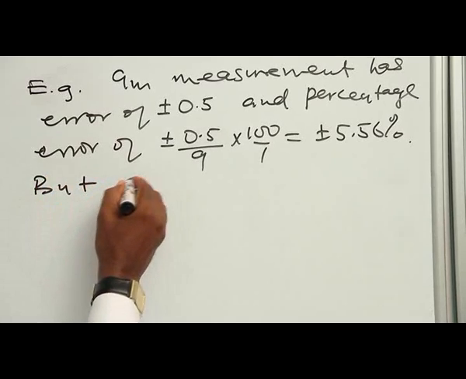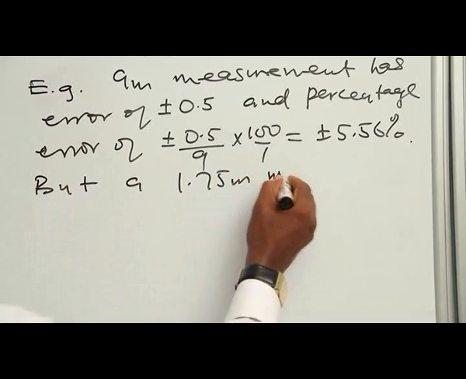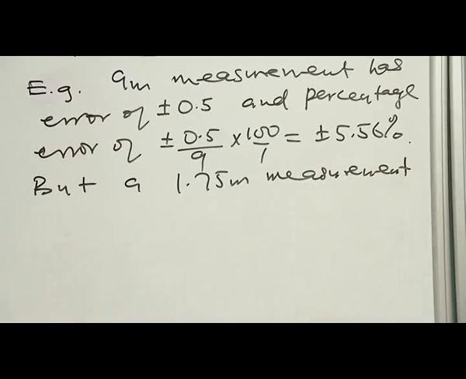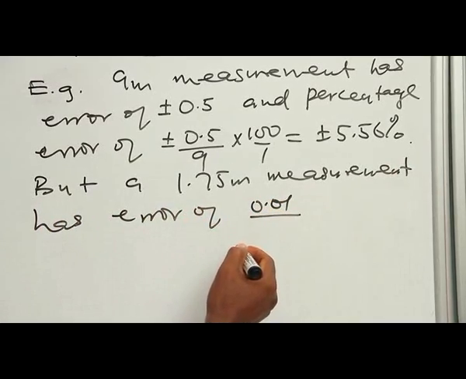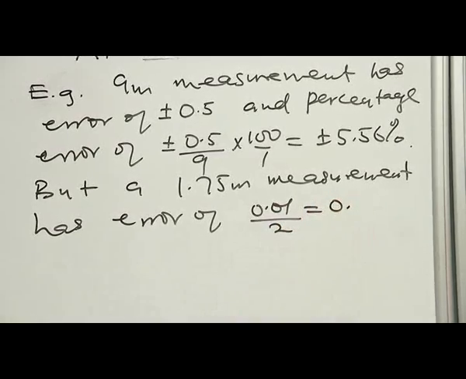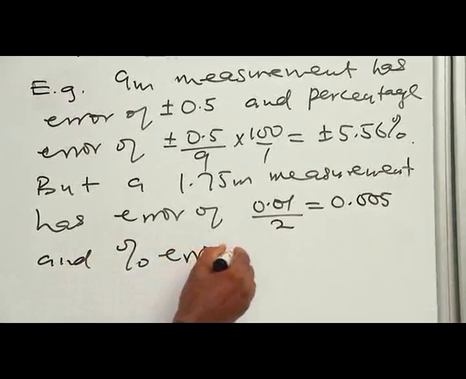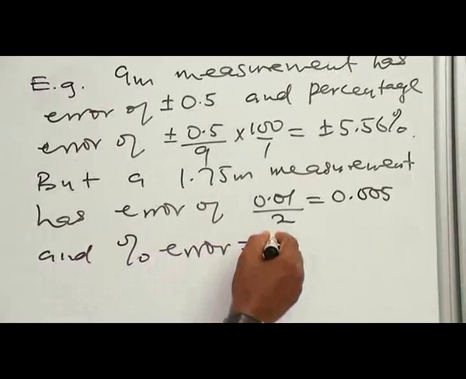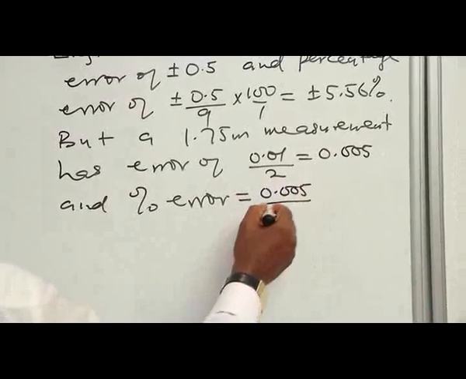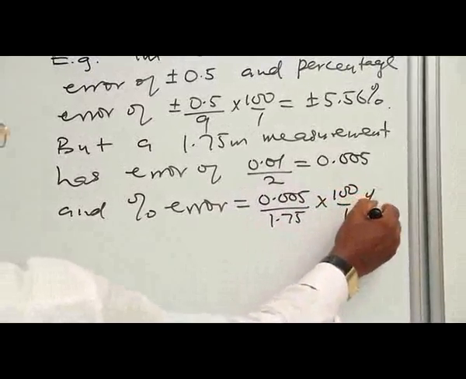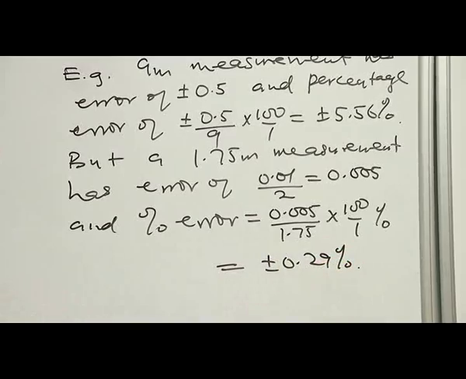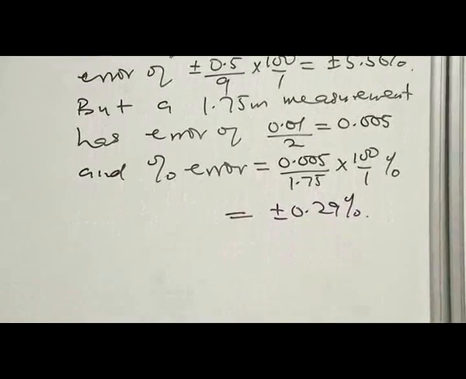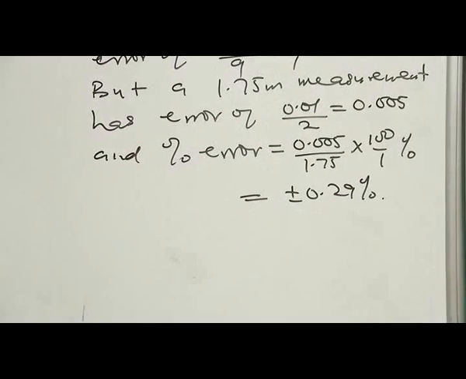But a 1.75 meters measurement has an error of 0.01 all over 2, which is equal to 0.005. And the percentage error is equal to 0.005 all over 1.75 times 100 over 1. And when you calculate this, you have plus or minus 0.29%. You can now see why we said that the degree of accuracy improves as the unit of measurement decreases in size. I've given you the example.